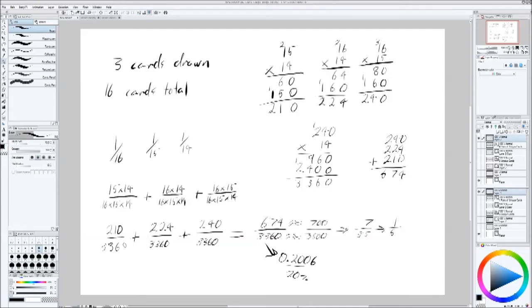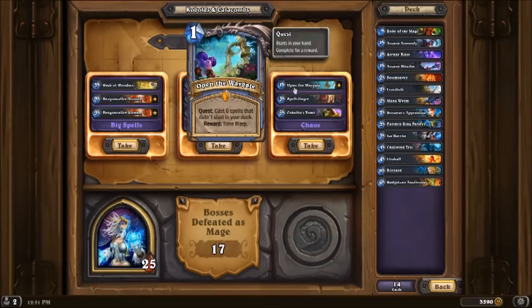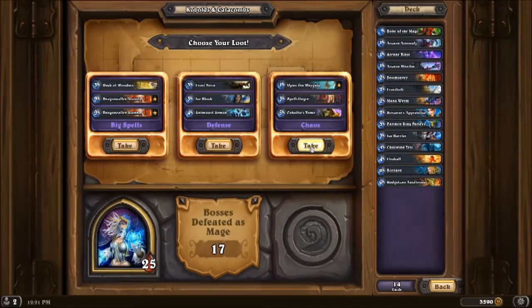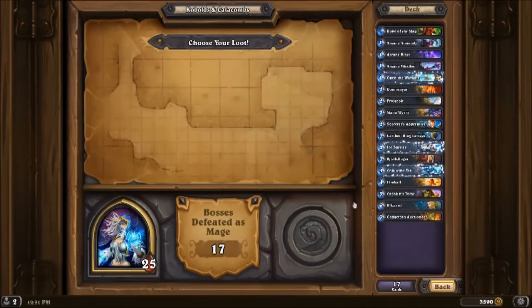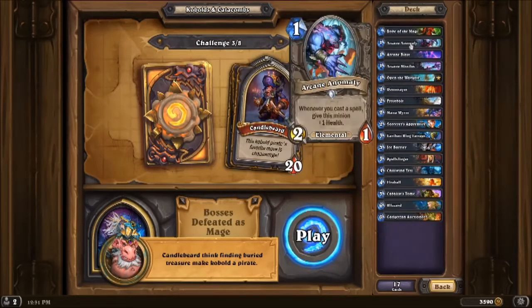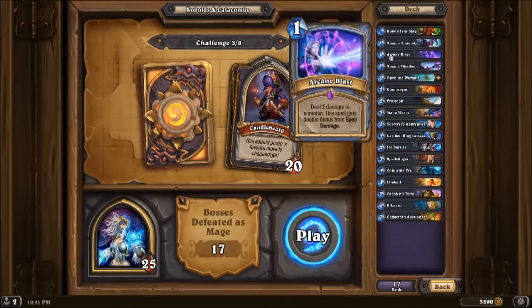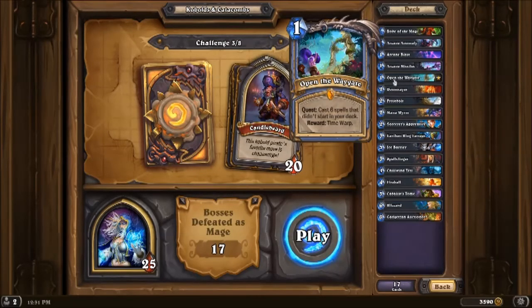So we have a 20% chance of drawing any one of the cards in the deck. So if we switch back to Hearthstone, we can use that knowledge. So if we have, let's go ahead and we'll select the quest. We'll go with that one for now. And so we now have a 20% chance of picking any one of these cards. So a 20% chance of picking that, 20% chance of that, 20% of that, 20% of that.